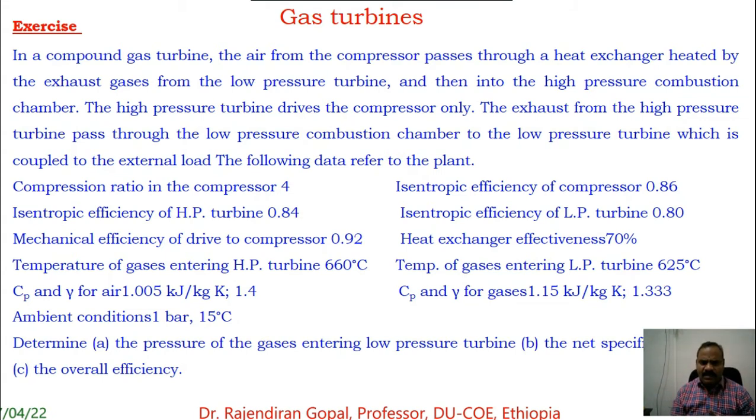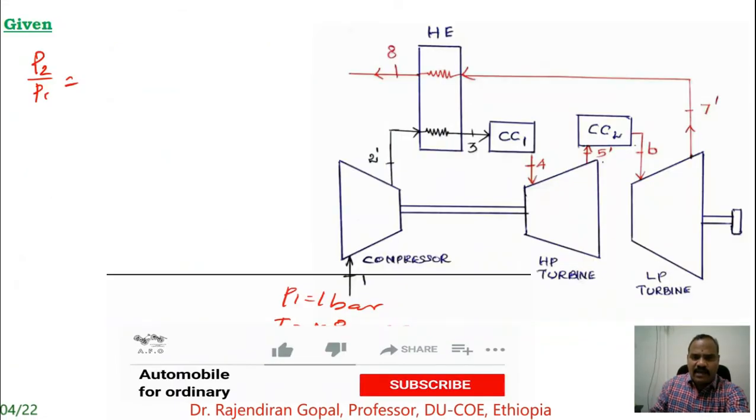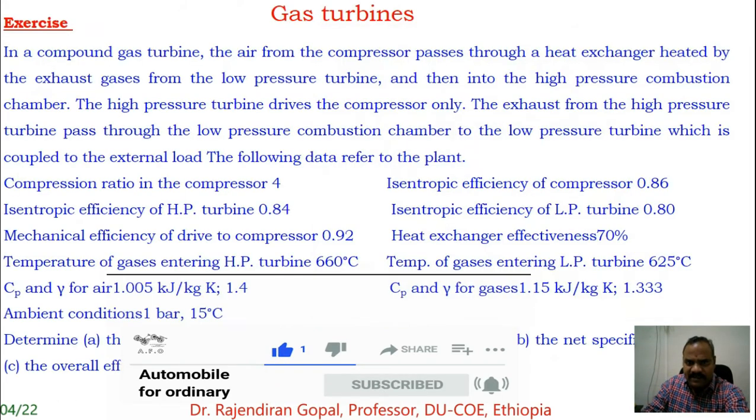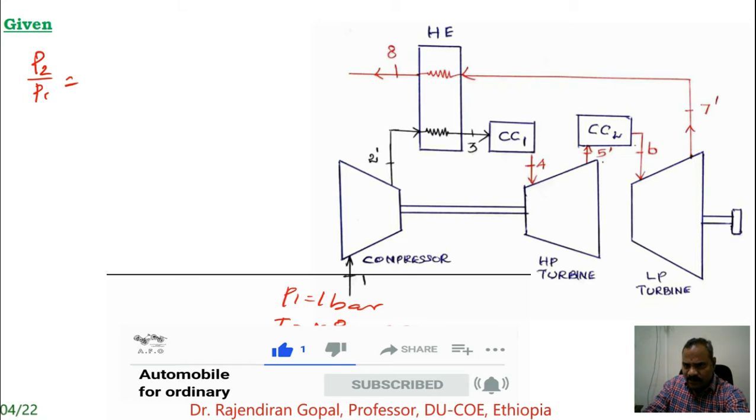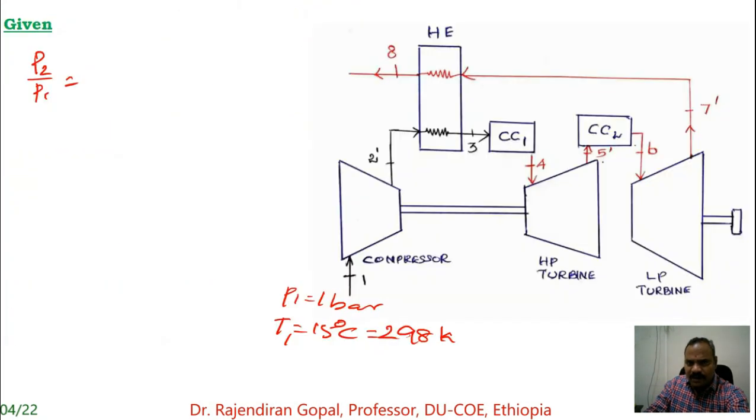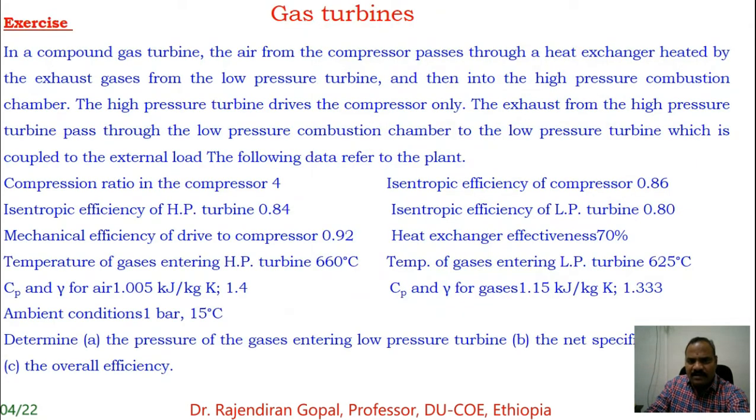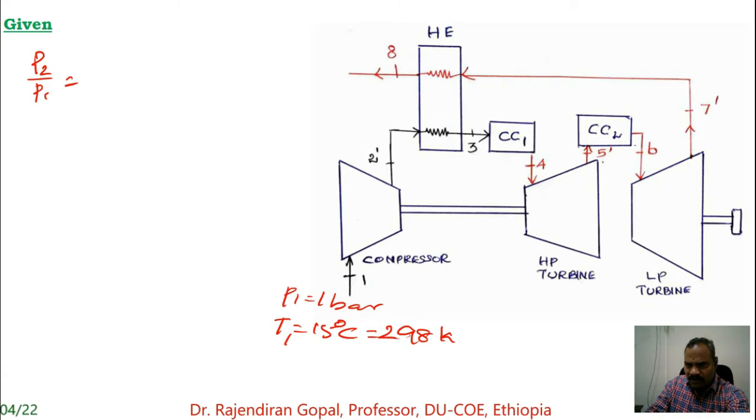Determine A, the pressure of gases entering the low pressure turbine, B, net specific power, C, the overall efficiency. First we have to write the given data. The air from the compressor passes through the heat exchanger, heated by the exhaust gases from the low pressure turbine, then to the high pressure combustion chamber, then expanded in the high pressure turbine, then the low pressure combustion chamber, then expanded in the low pressure turbine.